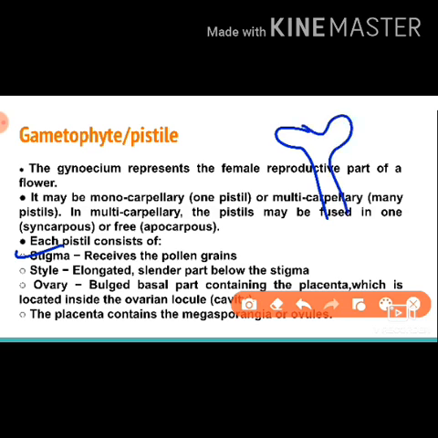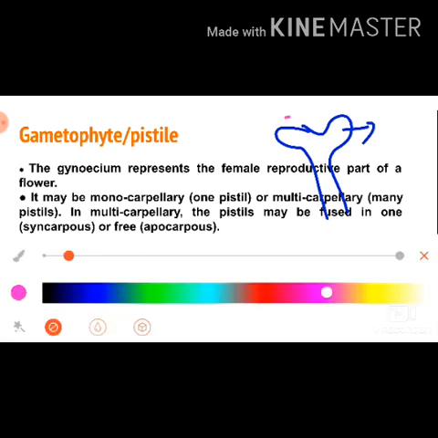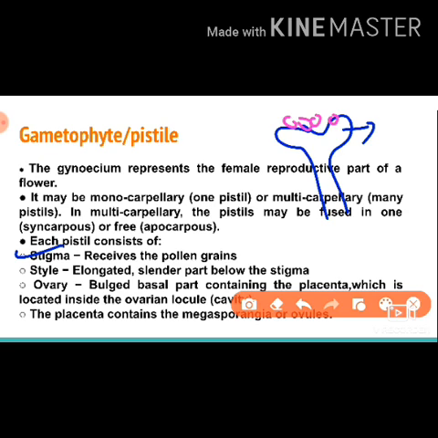pollination? This is the stigma. All the pollen grains are going to come and settle here. So it acts like a platform to receive the pollen grains. So this is the stigma. It mainly receives the pollen grains.